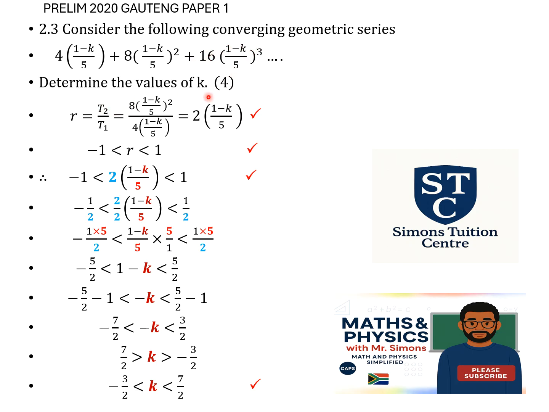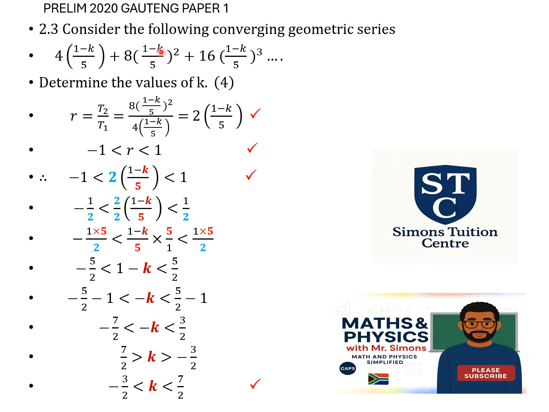So they wanted the values of k. When they say converging, I should know r is less than 1 and greater than minus 1. That's the only time it will converge. Right? So again, I first have to find the r value.